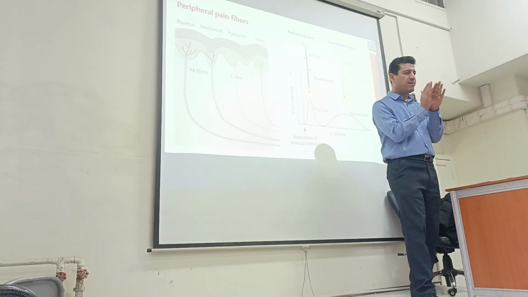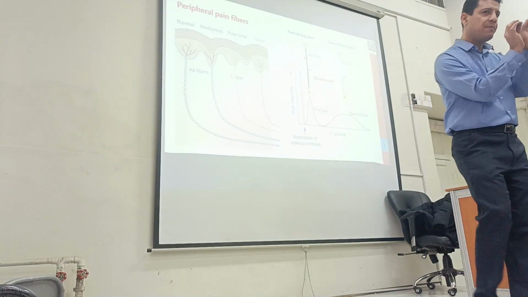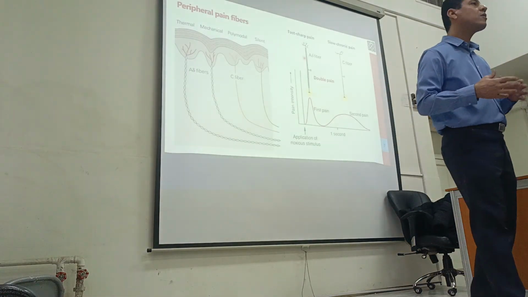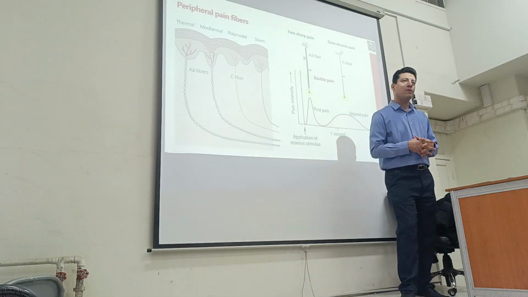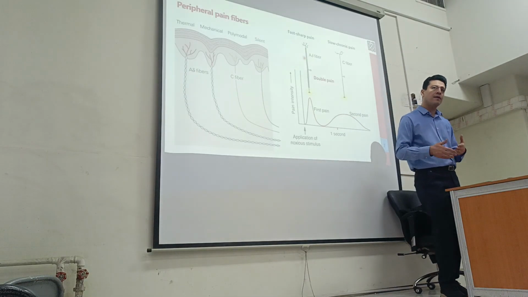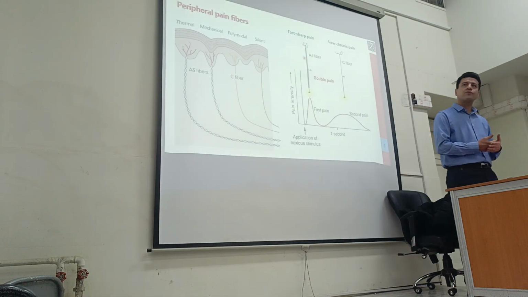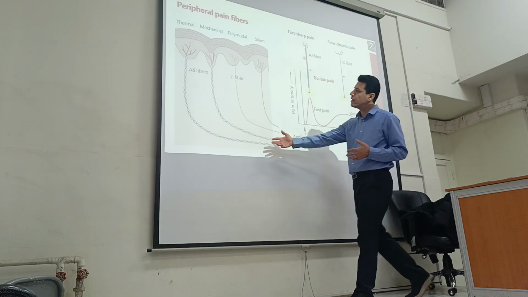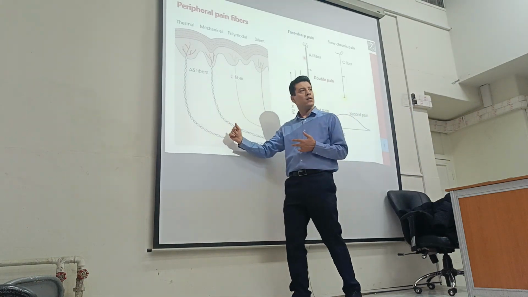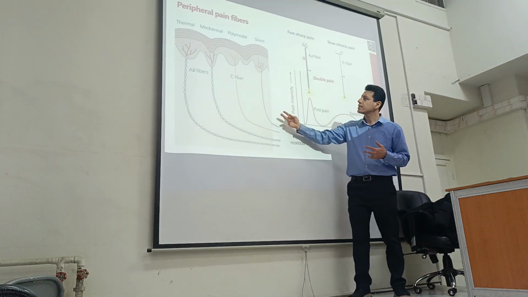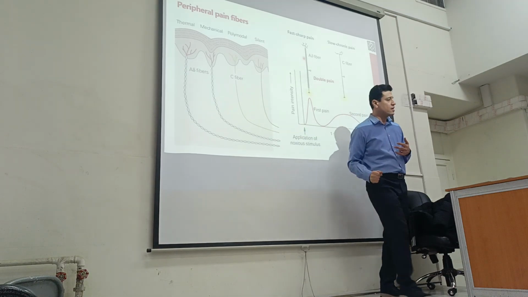And there is a small delay between these two. So this is called double pain. So after damage, we have double pain. The first part is transmitted through A delta fibers, but the second part is transmitted through C fibers.